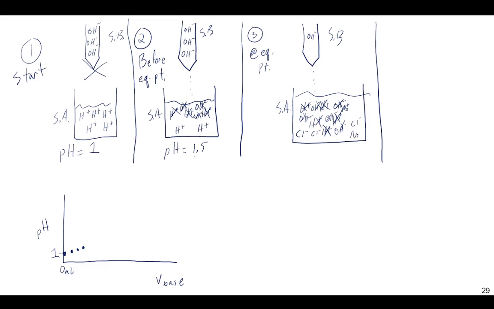All that's floating around are these spectator ions, which don't behave like acids or bases. They don't affect the pH. Okay, there's also water in here because it's aqueous. And so this pH will be exactly 7 because there's no H+ or OH- floating around. Okay, so now at some volume, you're going to reach the equivalence point, and you'll be at a pH of exactly 7.